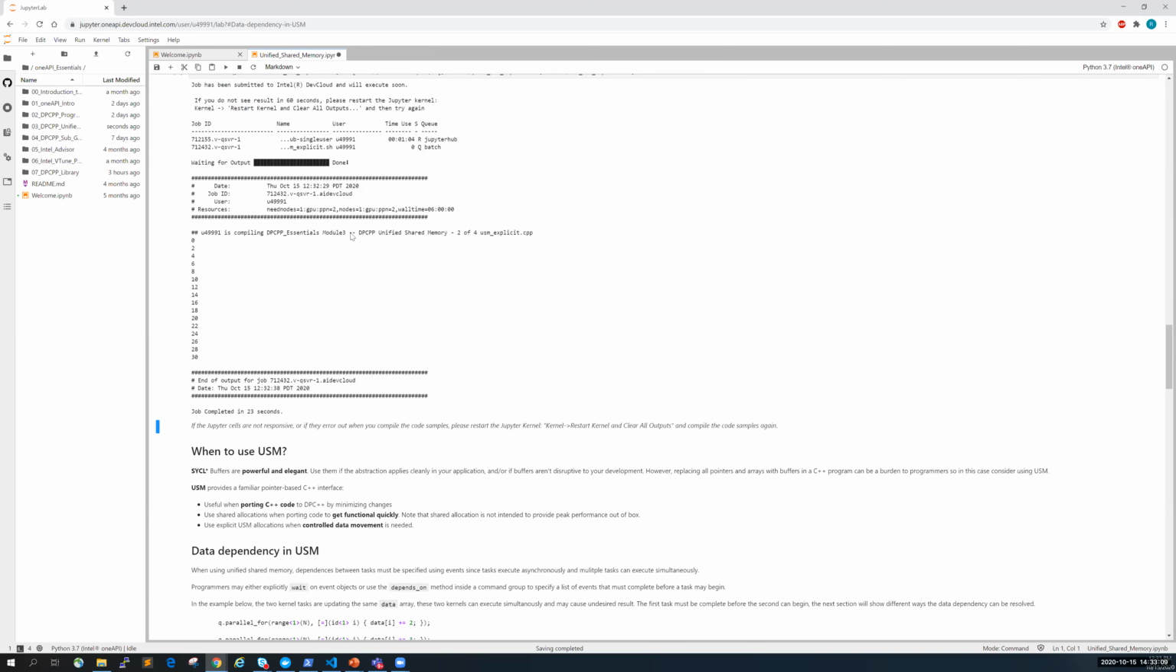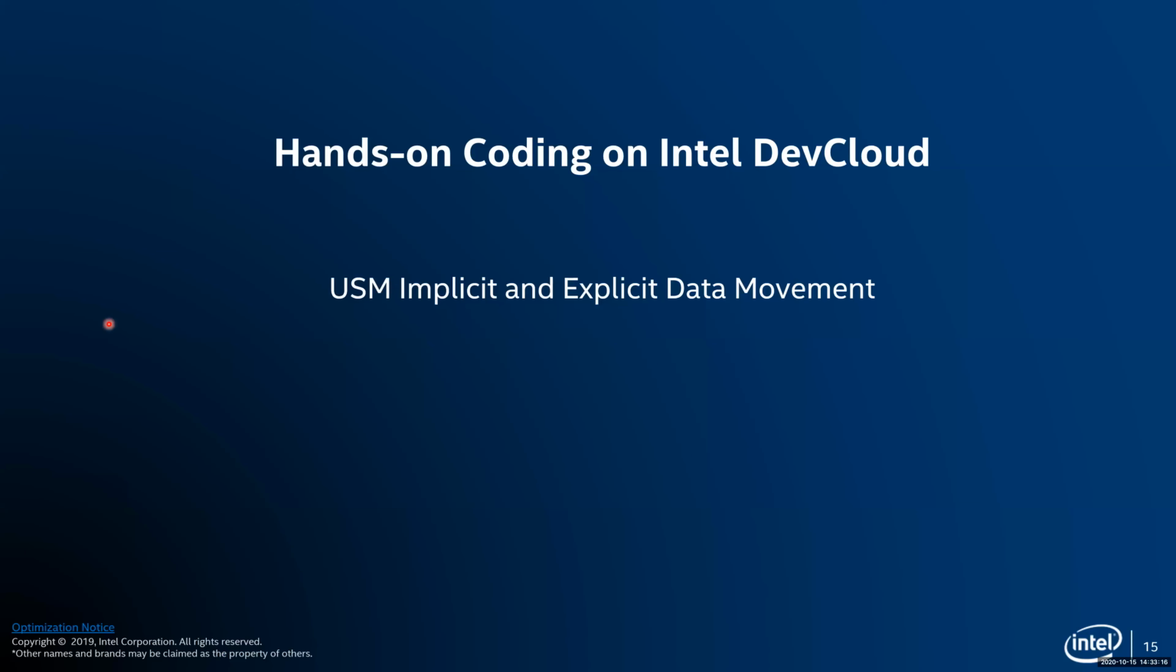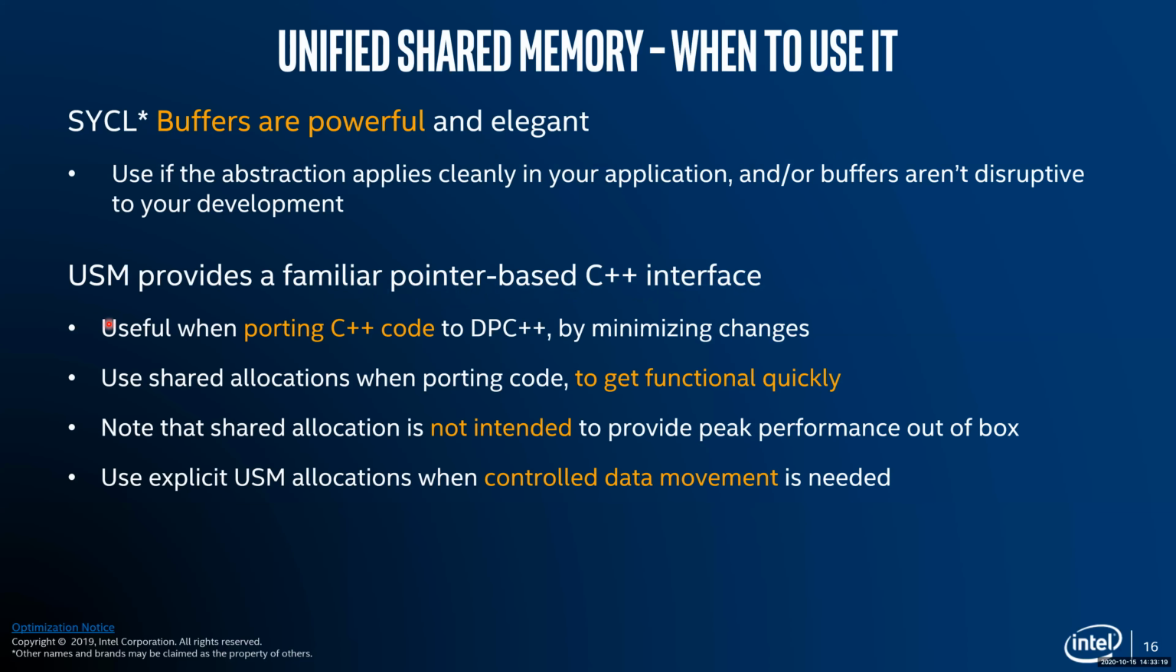So let me switch back to the slides again. Now that we have looked at both implicit and explicit, let's look at when to use unified shared memory. SYCL buffers are powerful. You can use them if you are familiar with buffers and accessor concepts, and if the abstraction applies cleanly in your application. It is a learning curve because buffers and accessors are new concepts in the SYCL standard. So if you're familiar, obviously you can continue using that.